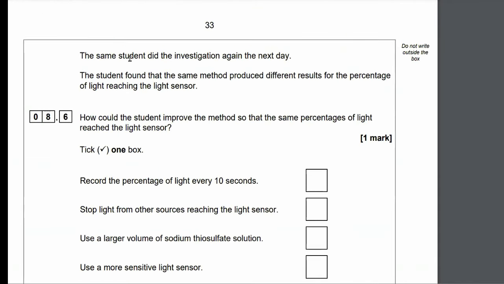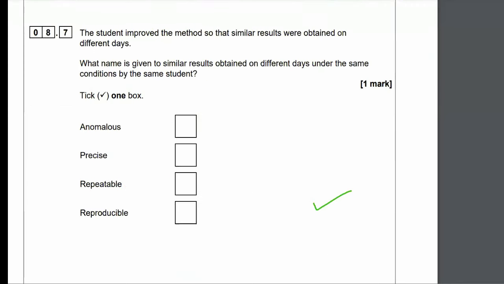Okay, 8.6. How could the student improve the method? They did it on 2 different days and they got different results. How could they improve it to make sure the same percentage of light reached the sensor? Well, there's only one of these that will ensure you get the same amount of light reaching the sensor each time, and that's to stop any other external light reaching the sensor, like sunlight through the window or someone turning a torch on.